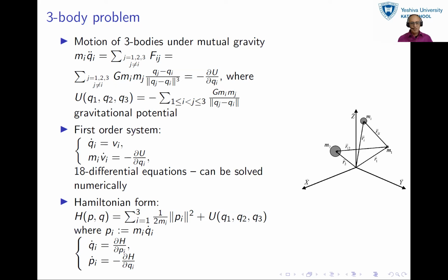Nobody does this anymore. So you just throw these equations into a computer, use the right numerical algorithms, and the fact that there are 18 differential equations doesn't bother you at all.